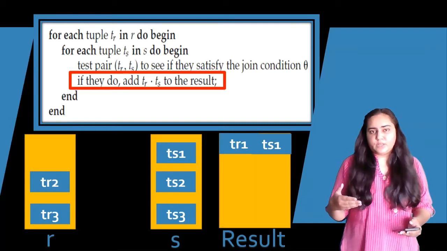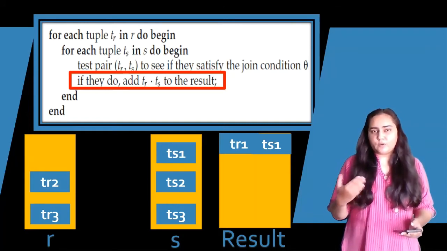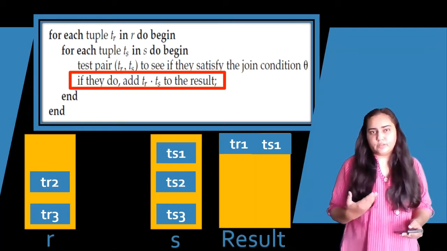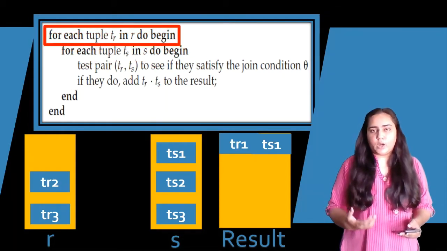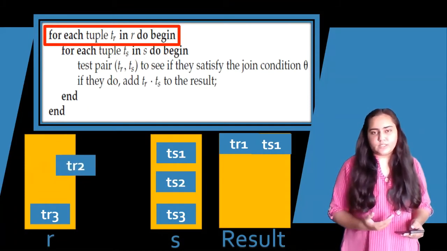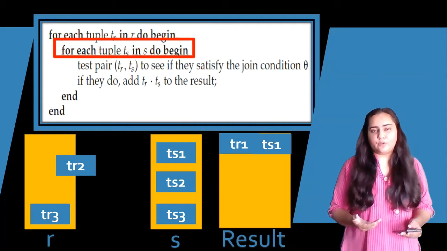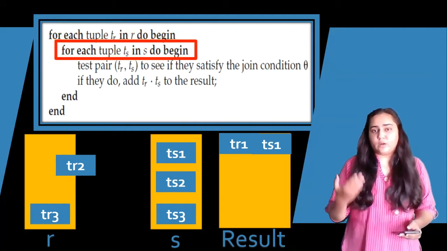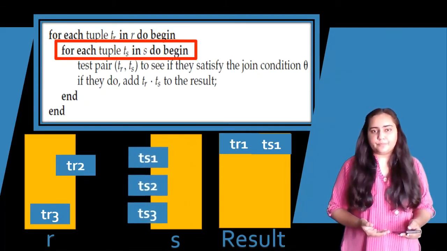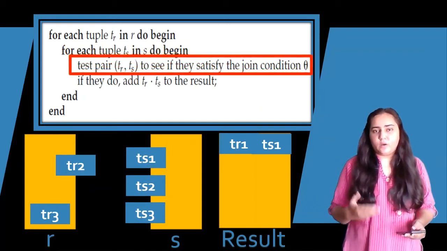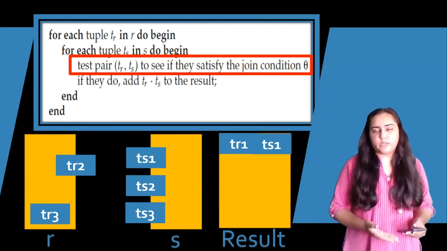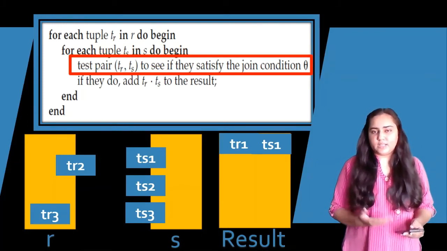Now, at this point, the algorithm again goes back to the for each loop, the first one. And once again, it picks a tuple from R. So this time the tuple is going to be tr2. And once it is picked, then the next line of the algorithm would help us to pick all the tuples from S one by one. And then the next line is going to compare all tuples of S with tr2. And once again, the condition remains the same, which is equal to.